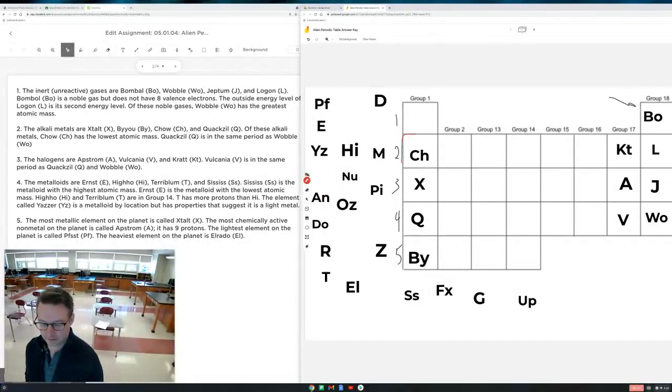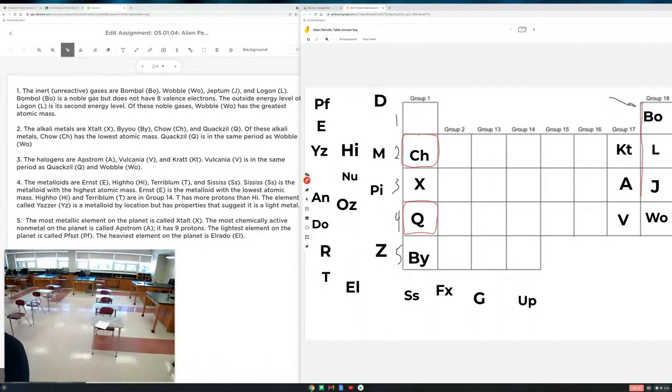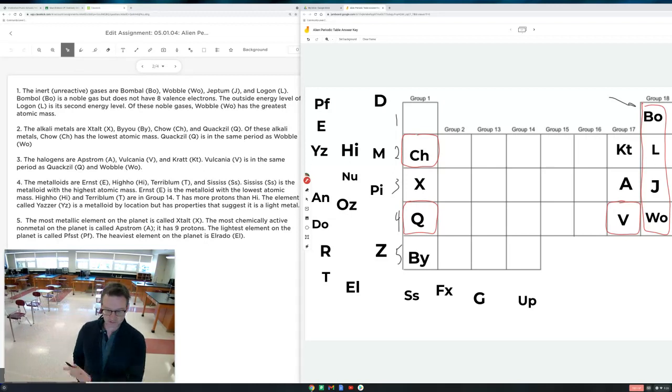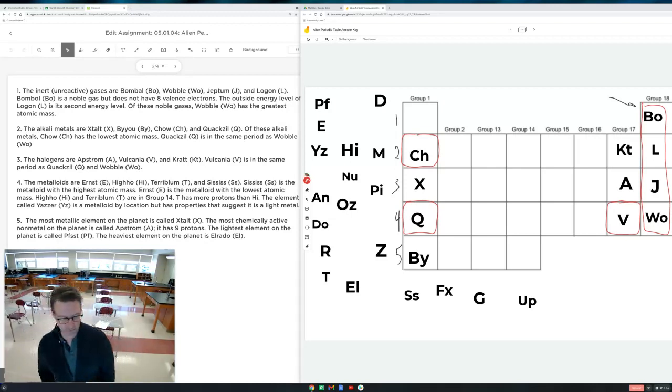So I know that this one is in the right place. I know that this one is in the right place. We know that all four of these are correct. And I know that this one for sure is correct. Okay, so these other ones I may have to rearrange as we go along and find the other clues.